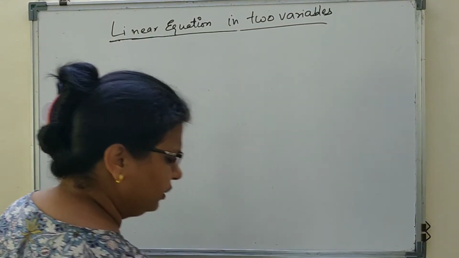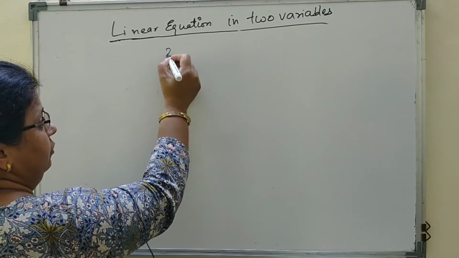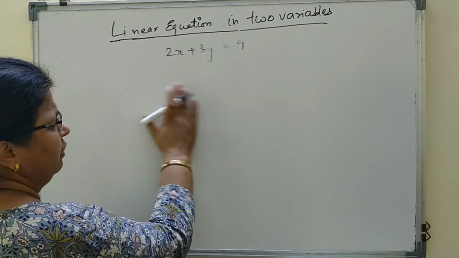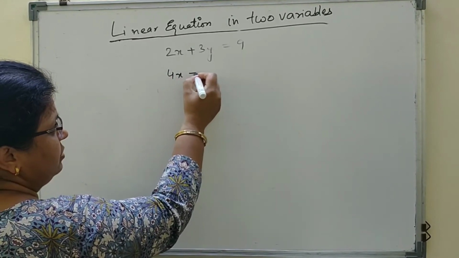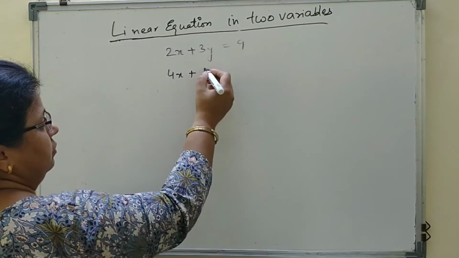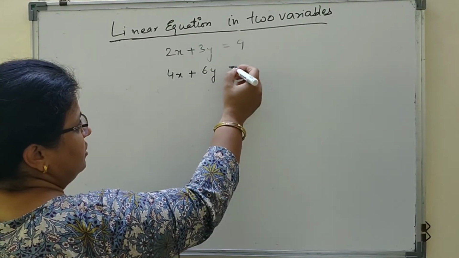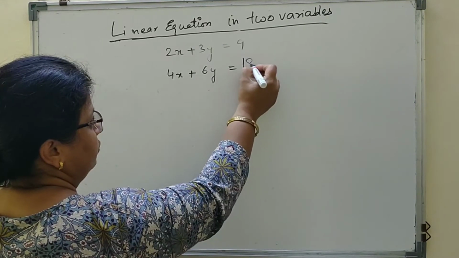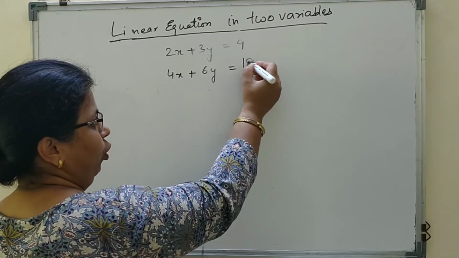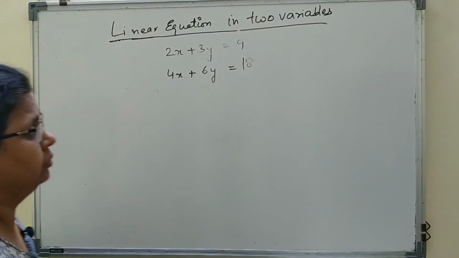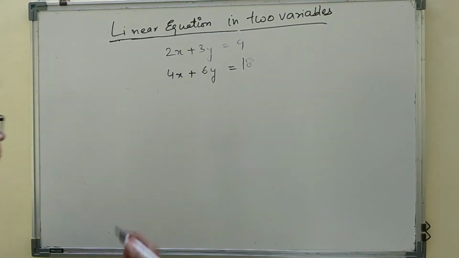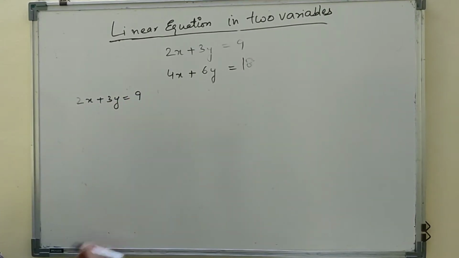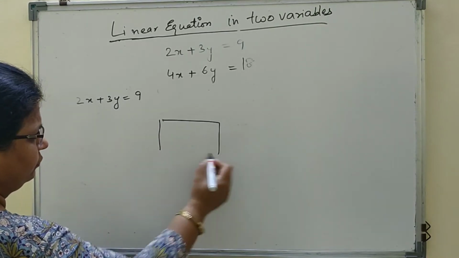Let us say, take a line 2x plus 3y equal to 9, and the other one is 4x plus 6y equal to say 18. Now we have to plot these lines on the graph paper. So we should start with the first one, 2x plus 3y equal to 9. We have to make a table for this.